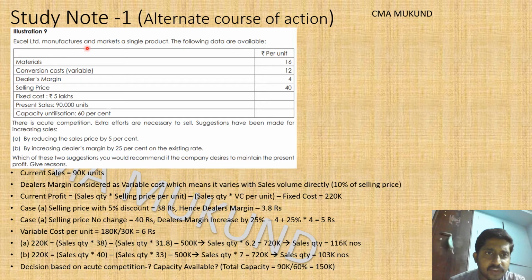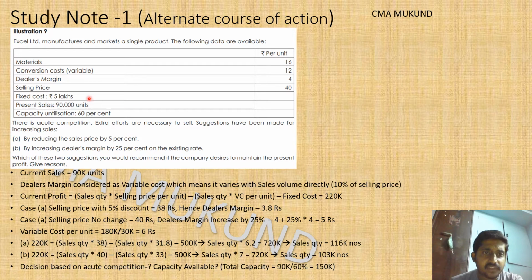Excel Limited manufactures and markets a single product. The following data are given. So material cost per unit is given, conversion cost per unit is given. So conversion cost, they have named it as variable. Dealer's margin is given. They have not said whether it is variable or fixed. That is just to add a little confusion for you, and in the panic of the exam we should not make any mistakes. So dealer's margin is 4 rupees, selling price is 40 rupees. Okay, so the complete costing of the product is given here.